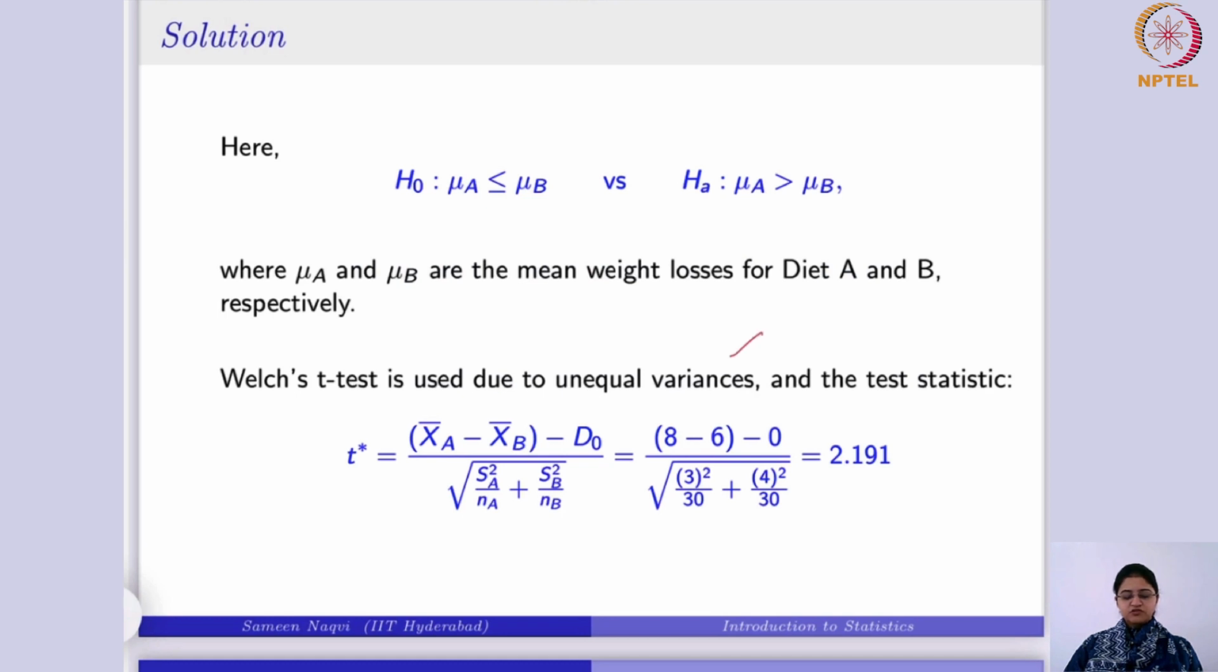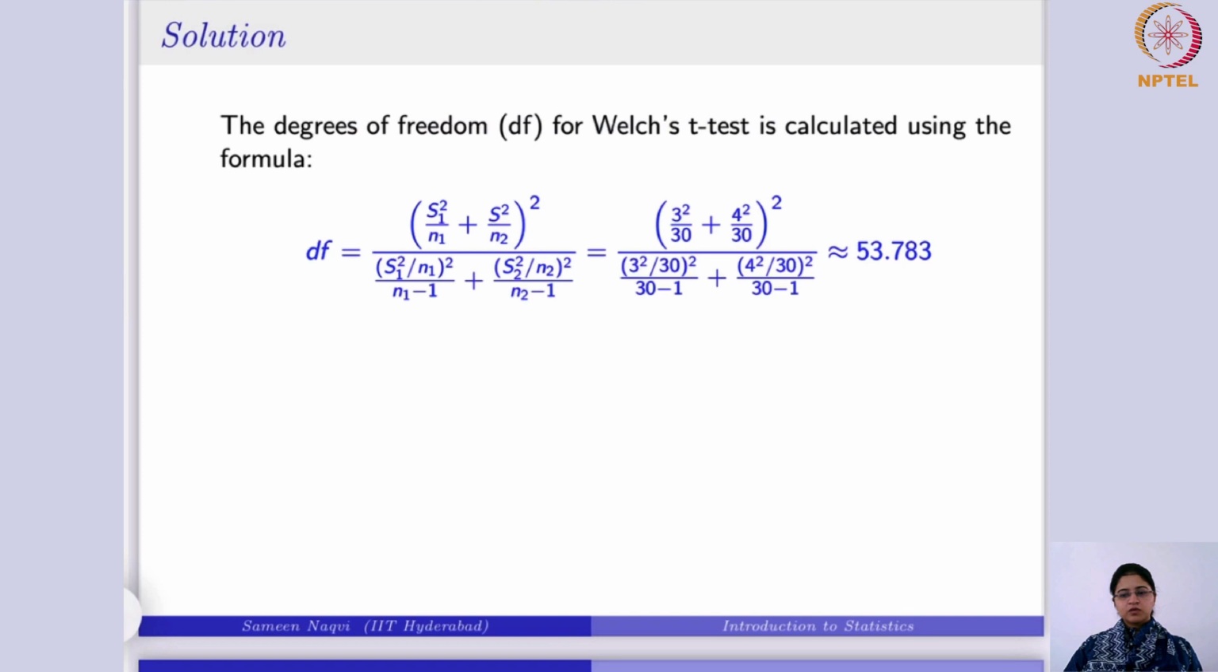And here if you substitute these values, you know the means for them, 8 and 6. D0 would be 0, because here the null is mu A minus mu B is less than or equal to 0, right? So under the null hypothesis this would be 0. You know the sample variances for both of them, and the number of participants in both the cases is 30 only. So what you get is 2.191. Degrees of freedom can be calculated. You just have to substitute the values of the sample variances and the sample sizes in this formula, which is pretty simple, and what you will get is that this value is approximately 53.783, so you can take 53 also.